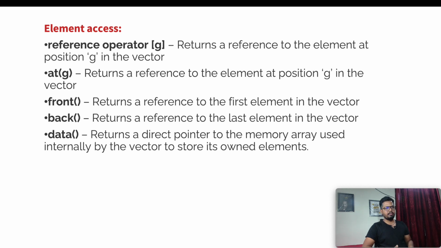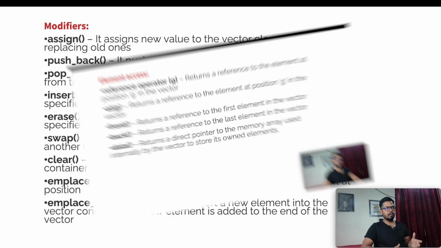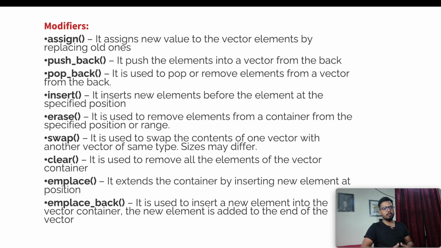The next one is front. It will return the first element of the vector. The next function is back. Back will return the last element of the vector. And the last function in element access is data. Data returns the direct pointer to the memory address. It will give you the pointer to the memory address where the particular element has been stored in the memory.